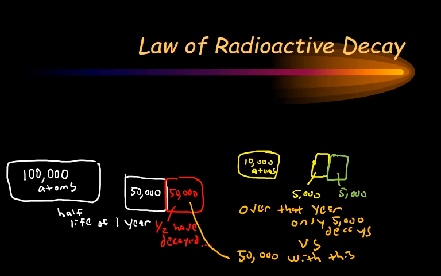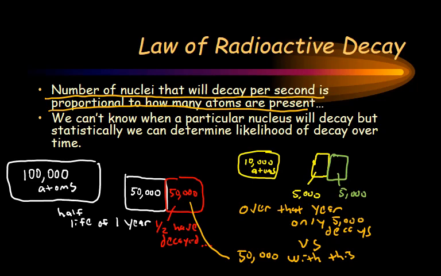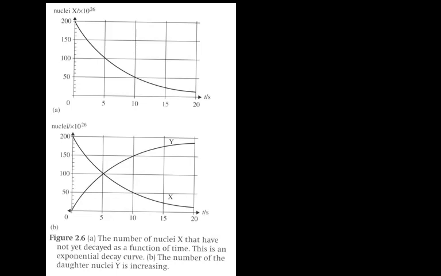So again, over that year, only 5,000 decay versus 50,000 decay with this. If we start with more atoms, we're going to get more decays, and that should make sense. The number of nuclei that will decay per second is proportional to how many atoms are present. If you have more atoms, you're going to have more decays per second. We can't know when a particular nucleus will decay, but statistically we can determine the likelihood of decay over time. So if we look at these graphs, this is very helpful for us here.